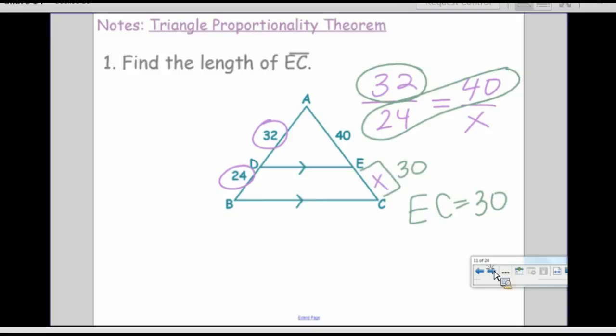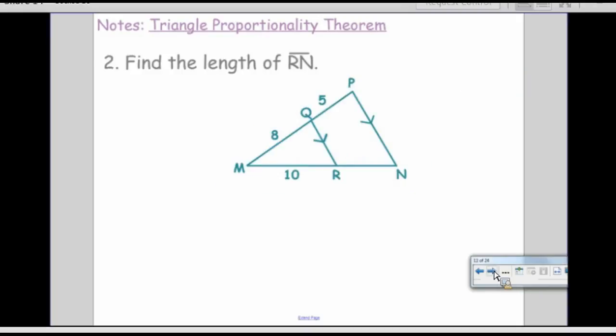Okay. Next one. You can draw it in your notes, or you can just write the proportion. Use our new theorem to write that proportion. Something is something as something is something. Finding the length of segment RN.